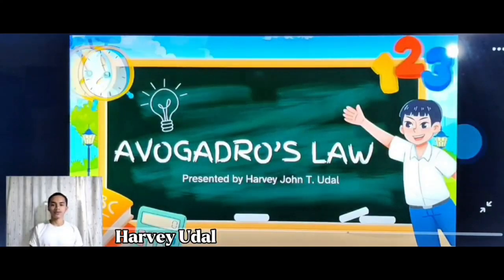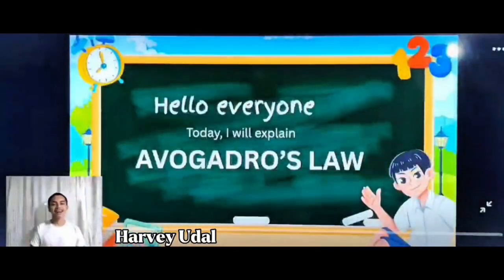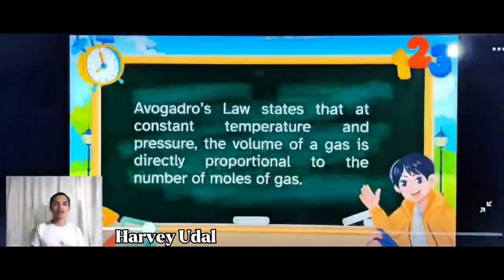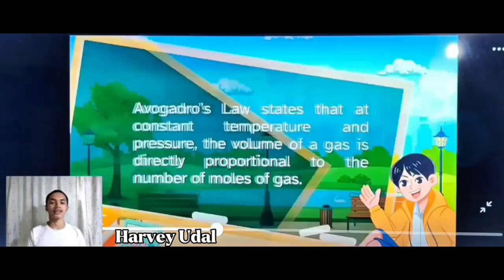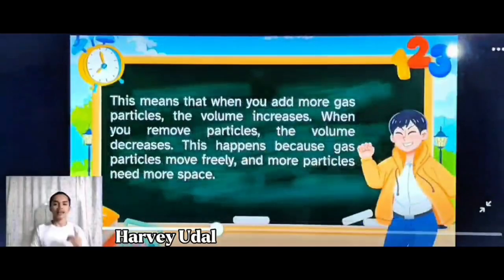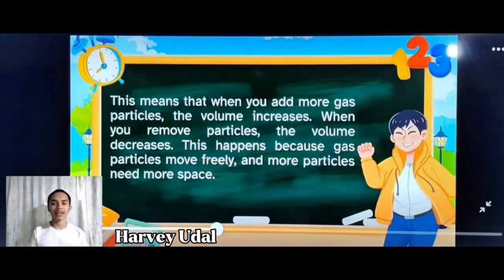Avogadro's Law. Hello everyone! Today, I will explain Avogadro's Law. So, Avogadro's Law states that at constant temperature and pressure, the volume of a gas is directly proportional to the number of moles of gas. This means that when you add more gas particles, the volume increases. When you remove particles, the volume decreases. This happens because gas particles move freely and more particles need more space.